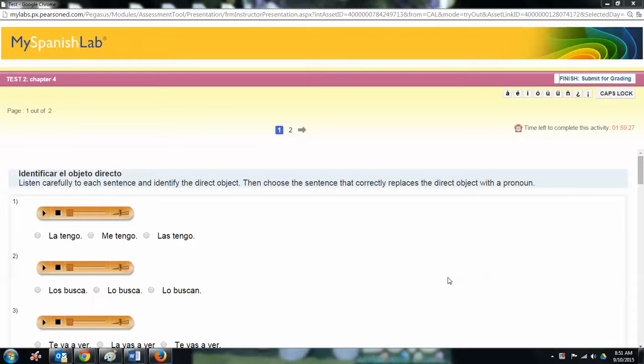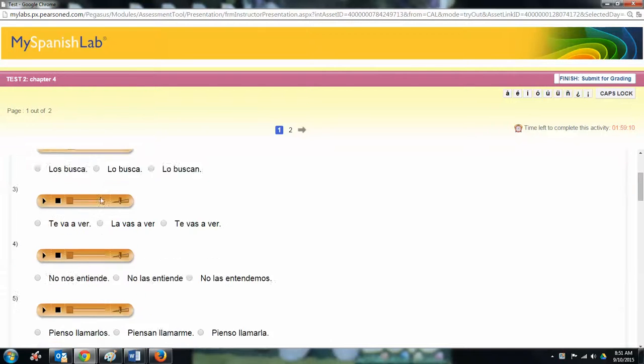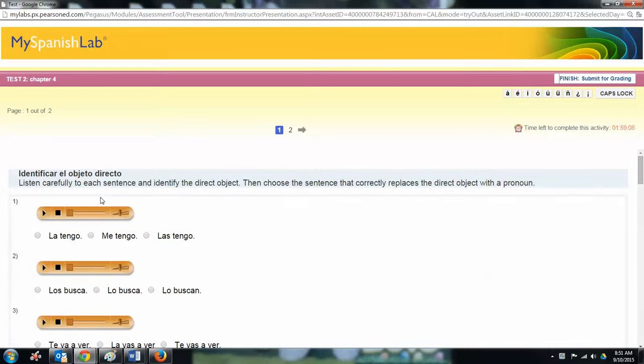So this is essentially what test 2 is going to look like. However, this is on the computerized version, and you'll have a printed out version if you were in my face-to-face class. The first one, you're going to identificar el objeto directo. You're going to listen carefully to each sentence, and if you're in the online class, you'll be listening to this on your own.